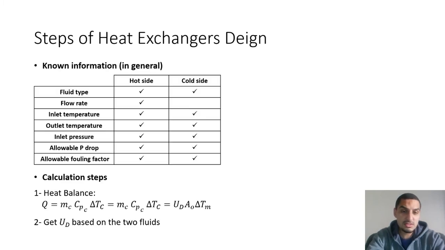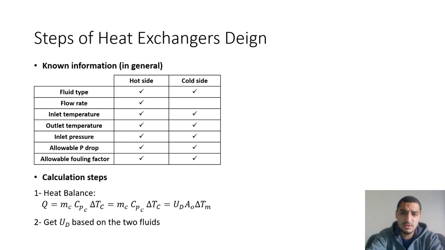So let's go ahead and start with the information that we know about the heat exchanger, or about the streams that we want to exchange heat between in the beginning. So we know the hot fluid and the cold fluid, what they are. We know the flow rate of one of them. Usually, these are in general the givens that we have. We know the inlet temperatures and the outlet temperatures of both. We know the pressures, the allowable pressure drop, and the allowable fouling factor. So this is the information that we know, and we want to get all the details about the heat exchanger that will achieve this heat transfer between the two fluids.